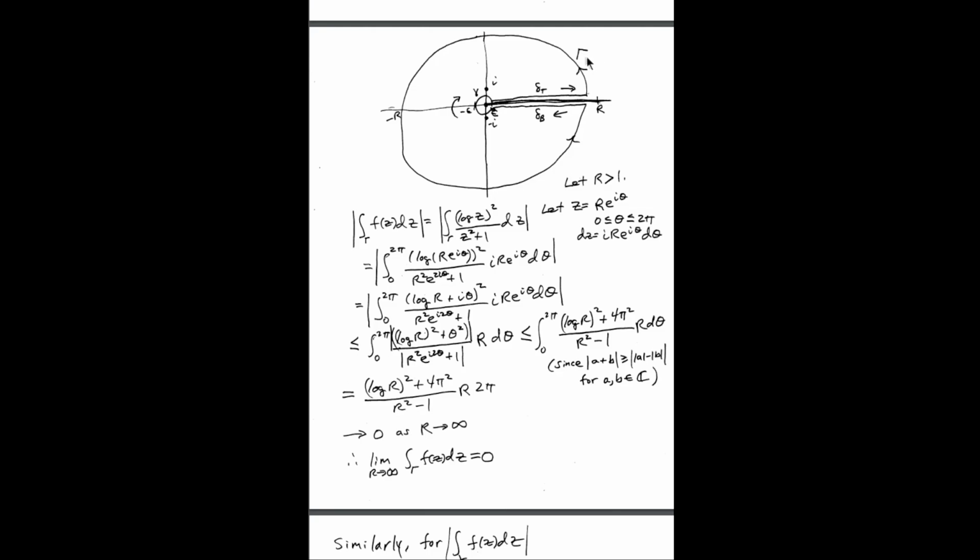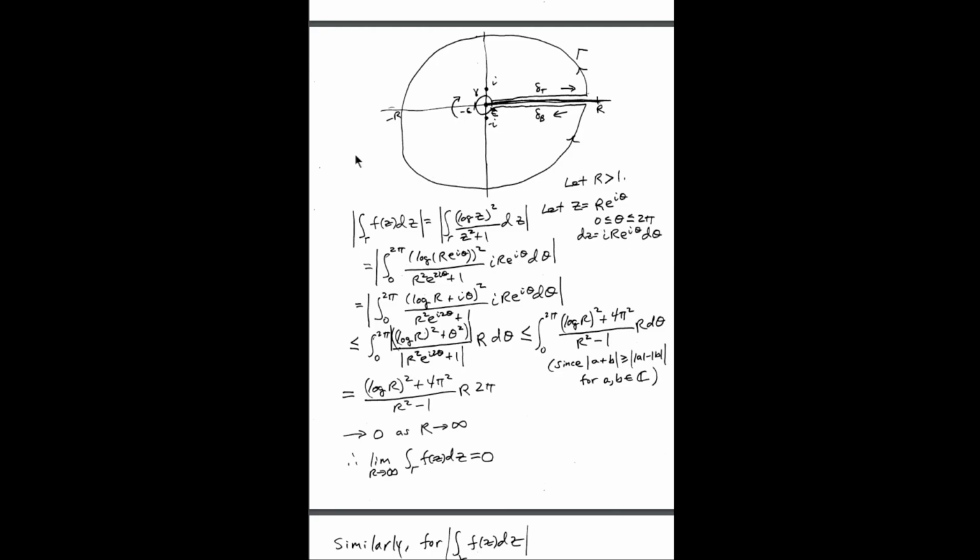Okay, let's first look at the integral around capital gamma, the big circle. And for right now, we're going to assume capital R is bigger than 1. And we're going to make a substitution here. We're going to let z equal R e^(iθ), where θ goes from 0 all the way up to 2π. And so then our dz will equal iR e^(iθ) dθ.